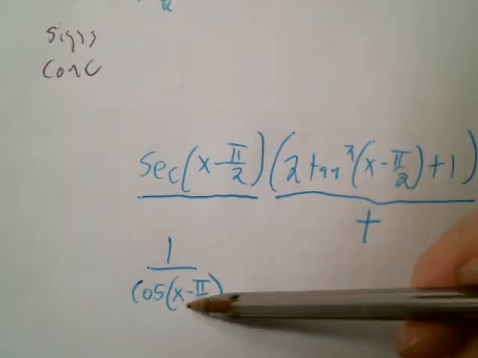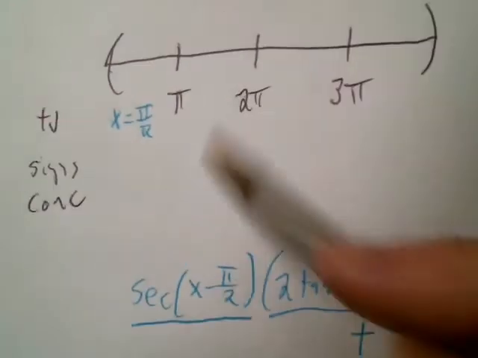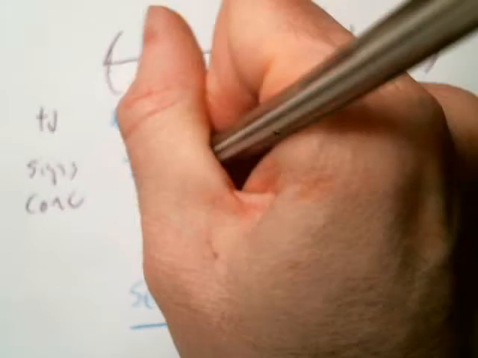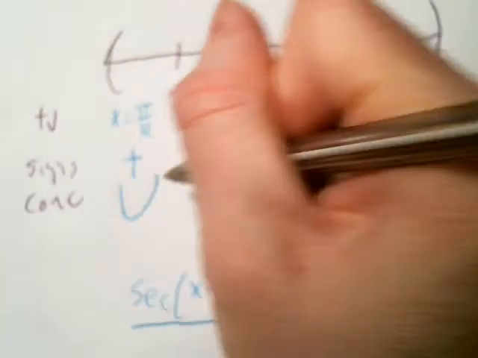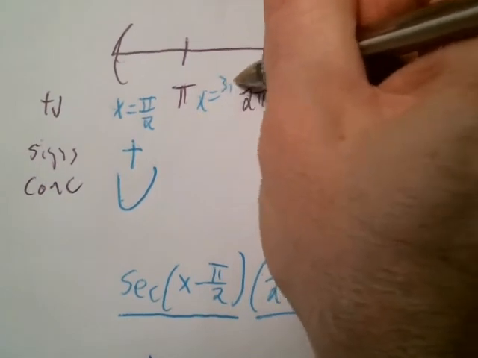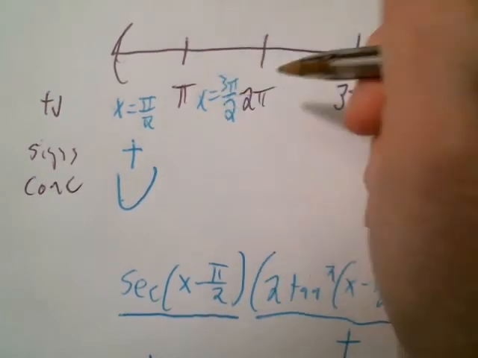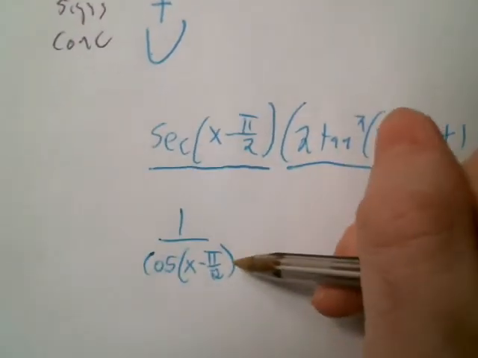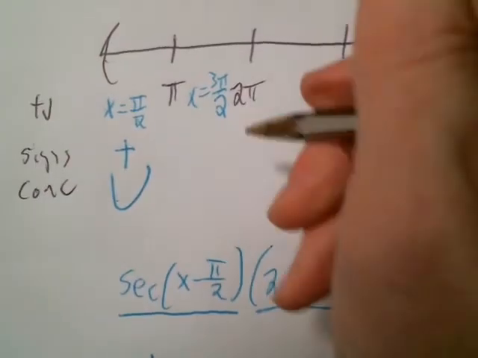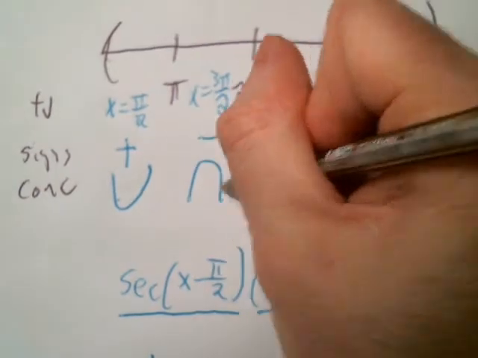1 over cosine of (pi over 2 minus pi over 2) is 1 over cosine of 0. 1 over cosine of 0 is 1. So it's positive, so it is concave up. Okay? And then we'll try x equals 3 pi over 2. So putting that in here, 3 pi over 2 minus pi over 2 is 2 pi over 2, which is pi. That's -1. So sad face.